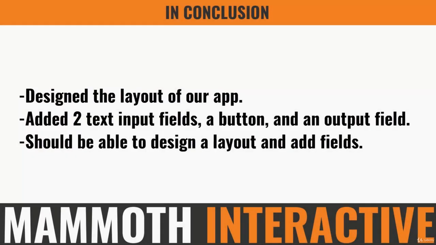So in this part of the tutorial, we designed the layout of our app. We added two text input fields at the top, a button to perform the calculations and spit our output out, and we have an output field as well. By now you should be able to design a layout of an app by adding buttons or input or output fields or whatever is necessary.